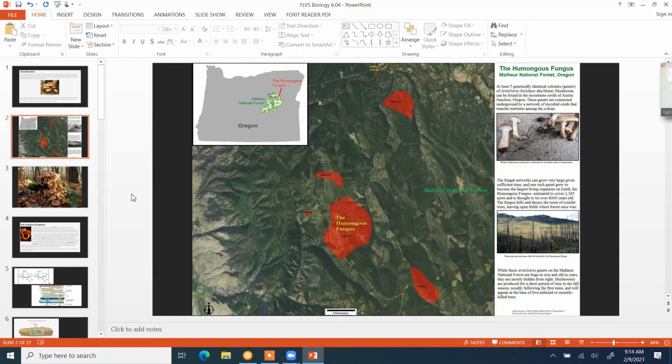This over here is just showing you that same fungus, where it's located. It shows you that the fungus takes over this entire area. If we're looking at this map, 2,200 acres is a big area, right? So this one fungus in the ground exists in this entire area. This is a very big organism, and this is in this national forest here in Oregon.